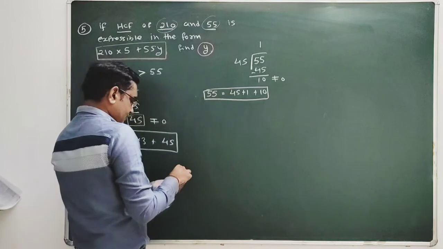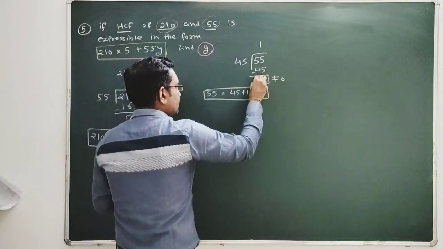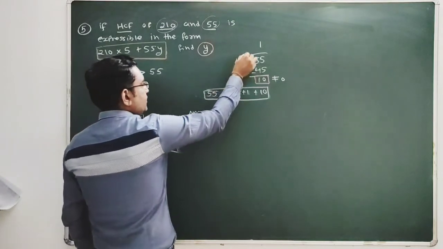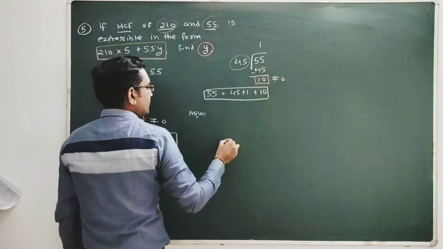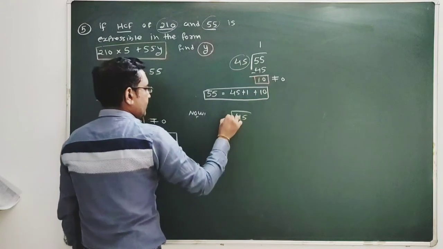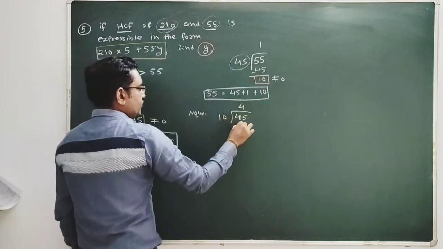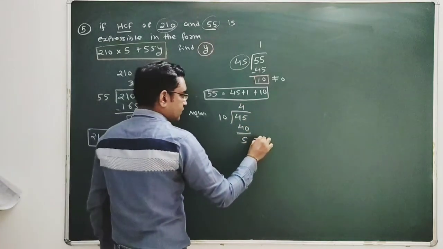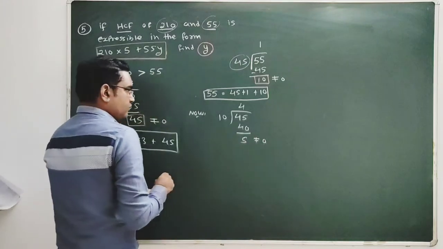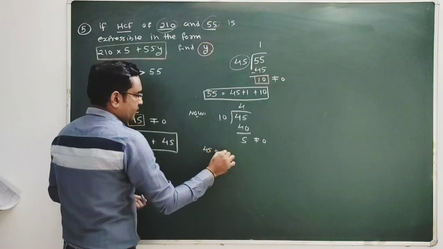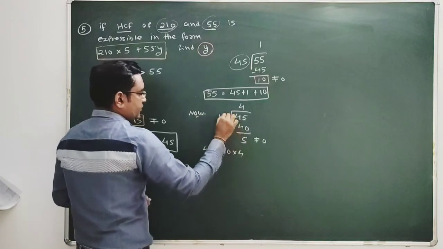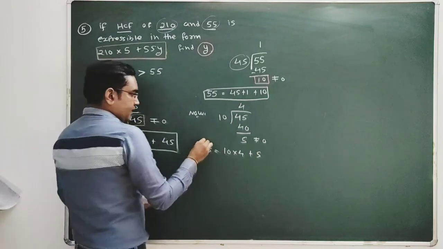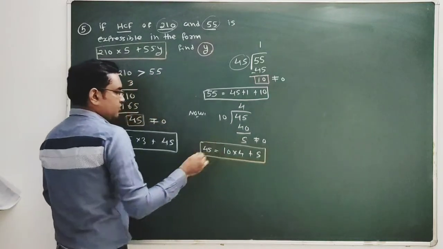Done. As the remainder is not 0, we have to further apply Euclid's division algorithm, and for that we will consider this 45 as a dividend, this 10 as a divisor. So 45 divided by 10, 10 fours are 40, the remainder is 5. Again this is not equal to 0, so we can write 45 as 10 into 4 plus 5. The remainder is not 0.